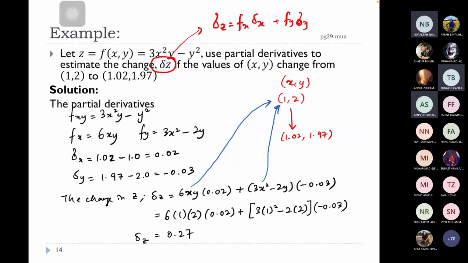Done. And then cuba tengok the next question. Cuba dapatkan the idea in how you are going to solve the next question.